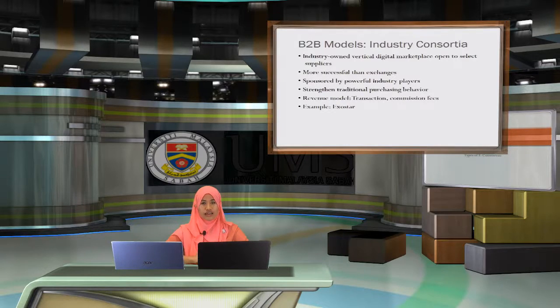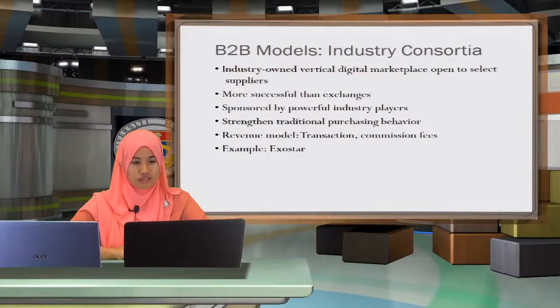Next and lastly is the industry consortia. This is a vertical marketplace open to select suppliers. It is usually more successful than the exchange business-to-business model. It is usually sponsored by powerful industry players, with the reason being to strengthen traditional purchasing behavior. The revenue model is from transaction and commission fees. For example, Exostar.